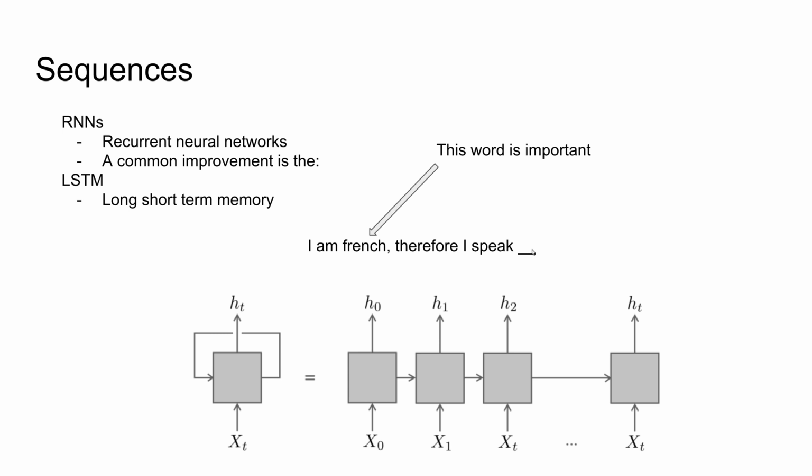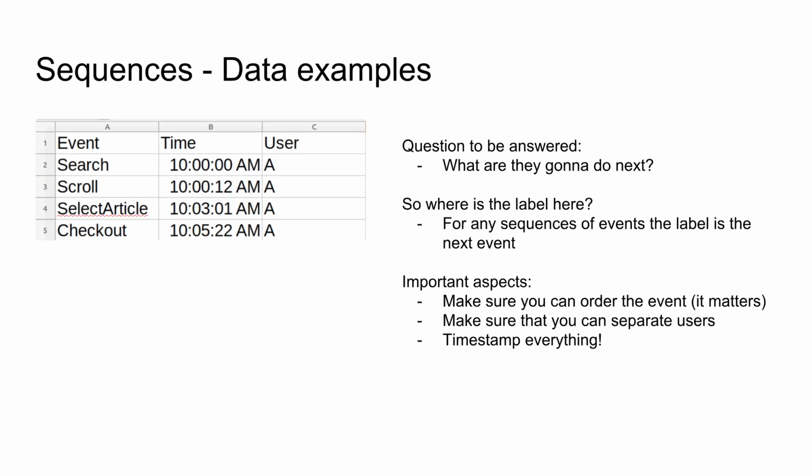So maybe you have an example to make it more concrete, like what would you use this for? So let's say that you have a data set that looks like this. You have a set of events, and the question that you want to have answered with this is, you have this set of events, right? You can sort them in the time that they happened for each user. So the question you want to ask here is, what are they going to do next, right? Are they going to do the checkout, or are they going to do something else? So what is the label here?